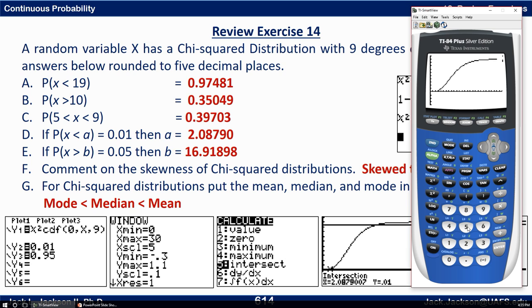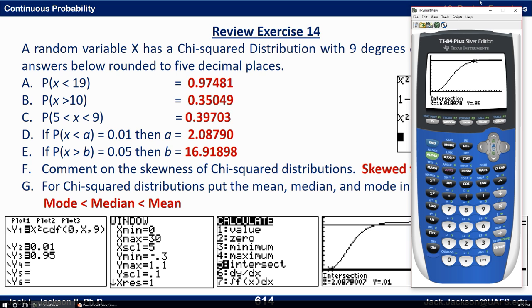And hopefully we've gone out far enough to the right that we can see the point of intersection. Yeah, you can kind of see it's right in here somewhere. So I've already said calc intersect, first curve, enter, second, enter, and then I'm going to use my arrow keys to get somewhere in the ballpark of where they're crossing and hit enter. And this is the x value that we're looking for.